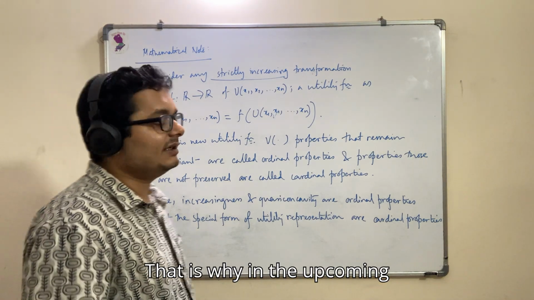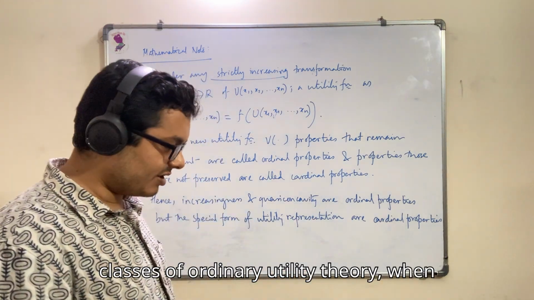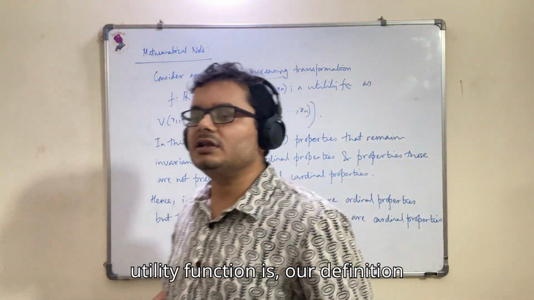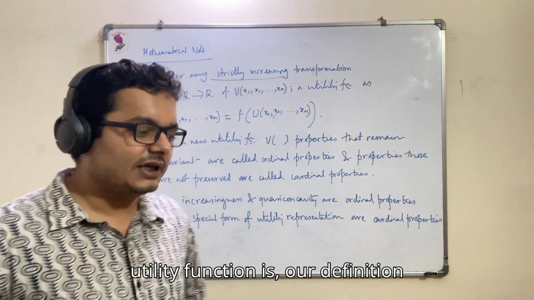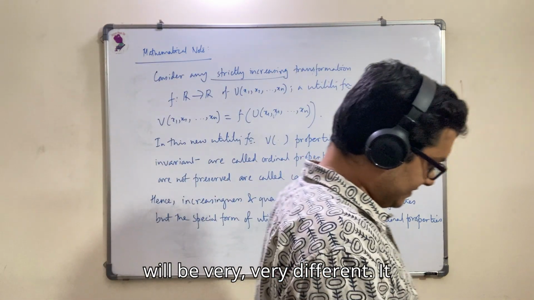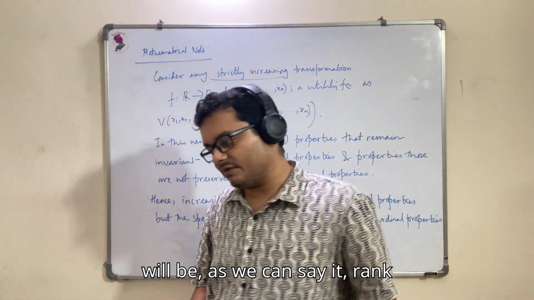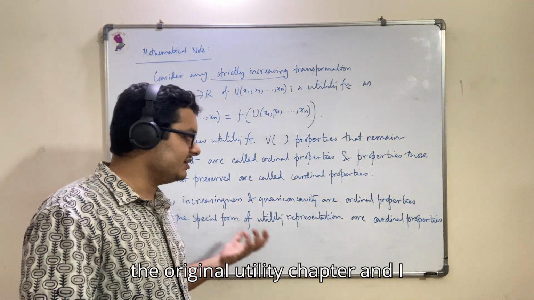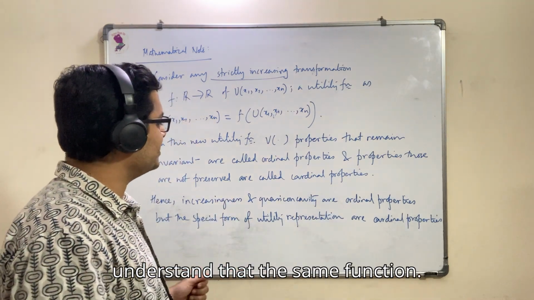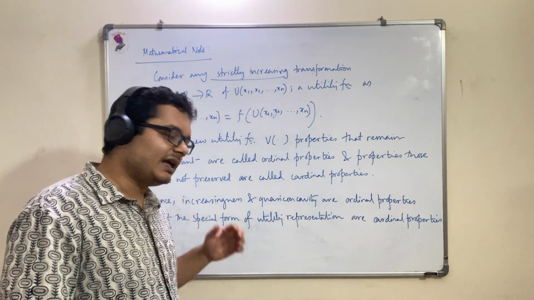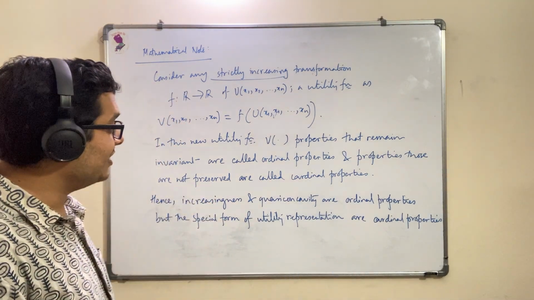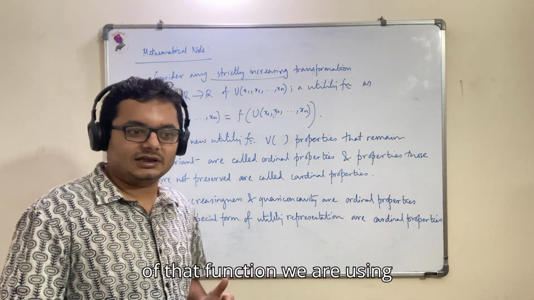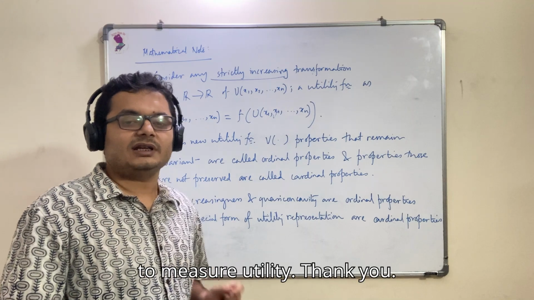That is why in the upcoming classes of ordinal utility theory, when we will be defining what a utility function is, our definition will be very, very different. Okay, it will be, as we can say it, rank preserving. But now you can go back to the ordinal utility chapter and understand that the same function can work as long as we are clear about what properties of that function we are using to measure utility.